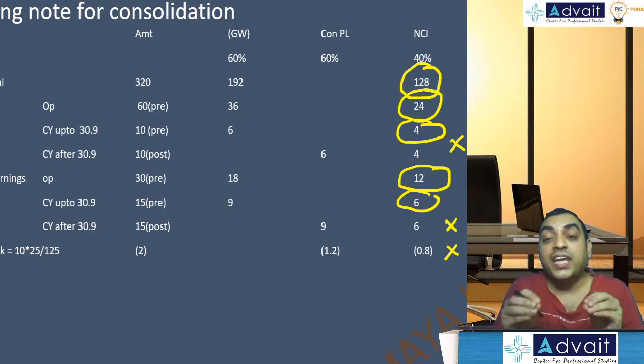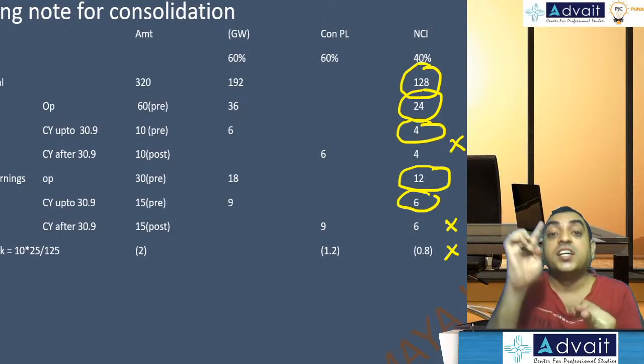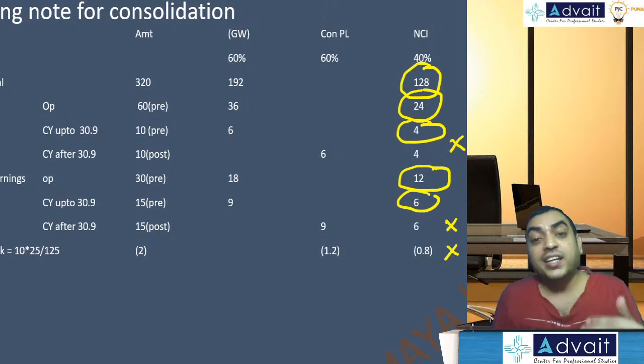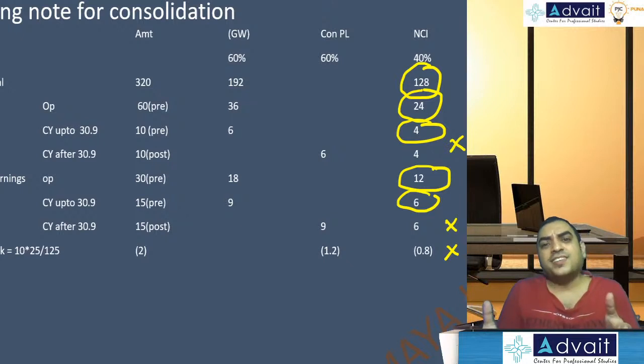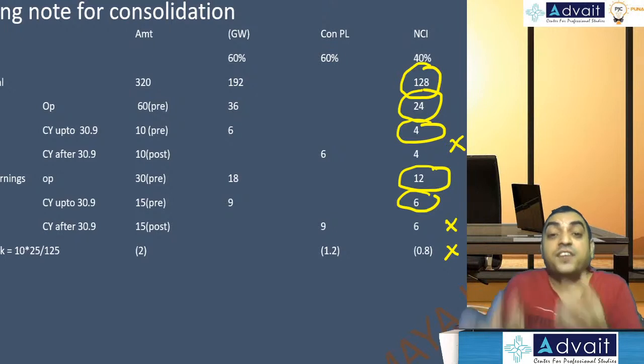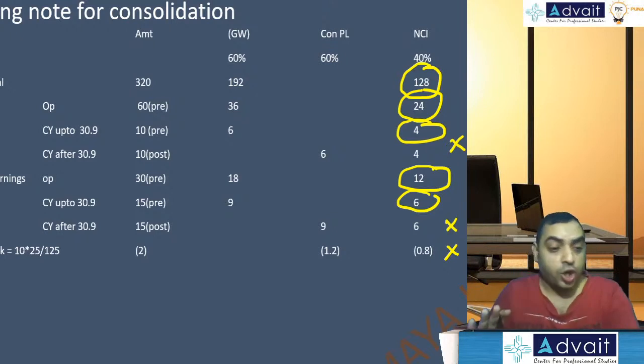NCI at the time of acquisition includes share capital, pre-acquisition profits, revaluation profits, and fair value adjustments. These are the things which are there at the time of acquisition. What are not there at the time of acquisition? Depreciation on revalued amount, unrealized profit, and dividend paid. Those things should not be considered.